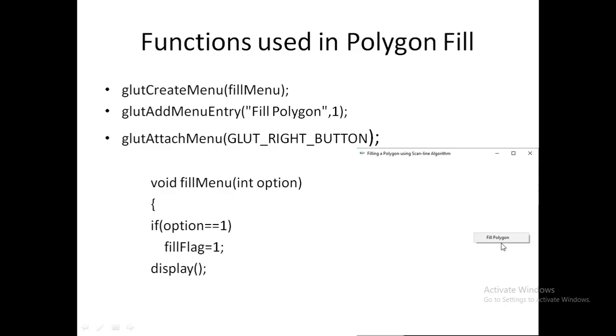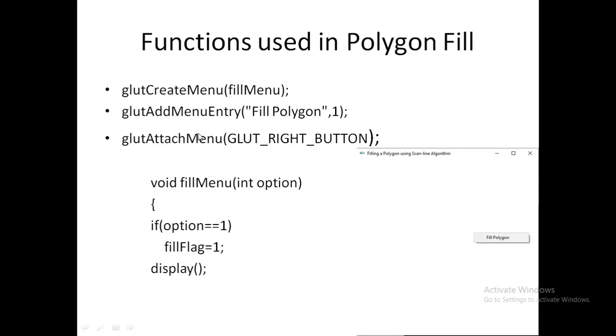You should be able to create a menu. This menu comes after clicking the right button. So now you can see how to create a menu. You know the command glutCreateMenu will create a menu. The menu name is fill menu. Inside this menu you can create items. We have only one menu entry, the fill polygon entry, so that is added here.